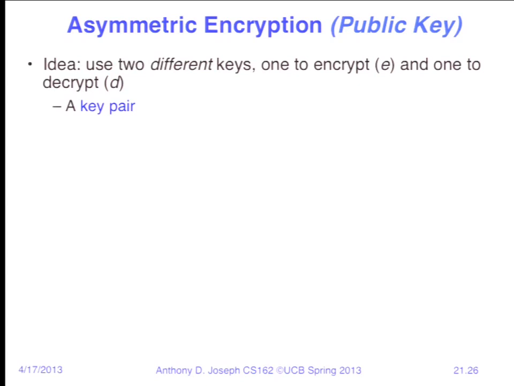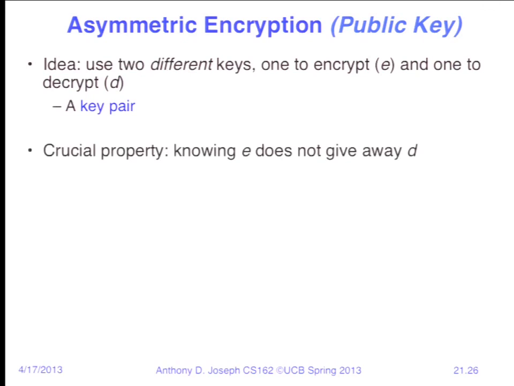Very critical property that this has is that if you know the encryption key, you cannot guess or determine through any easy mechanism the decryption key, and vice versa. Given the decryption key, you can't determine what the encryption key is. So we can make E public and let everybody know it. Right? We can publish it in the newspaper. I can write it on the blackboard. Everybody can know the public key, and it says nothing about what the private key actually is.